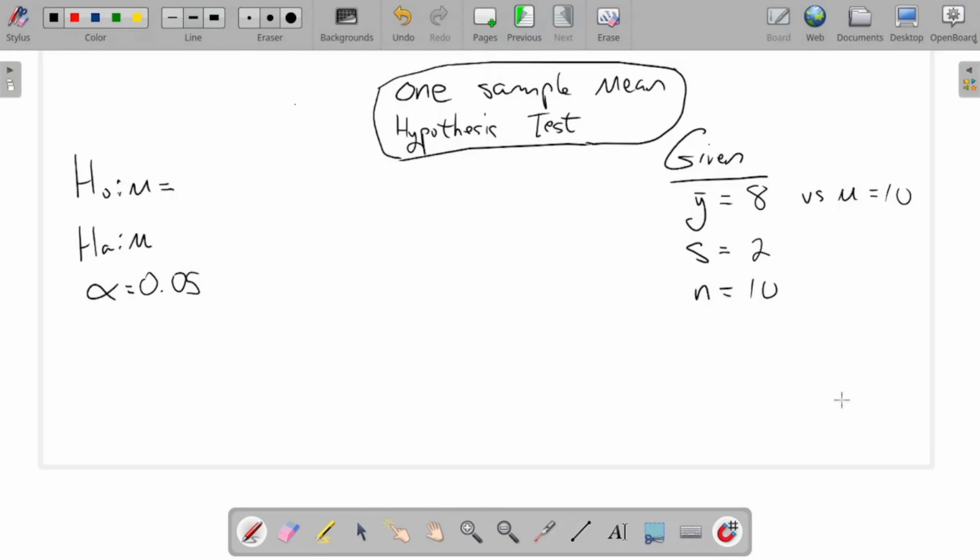Now we're going to talk about the one sample mean hypothesis test and how to perform it. We're not going to get overly complicated with context. We're just going to learn how to do the test.